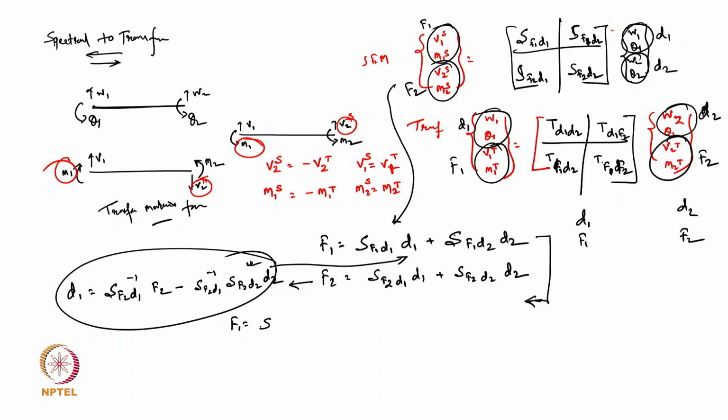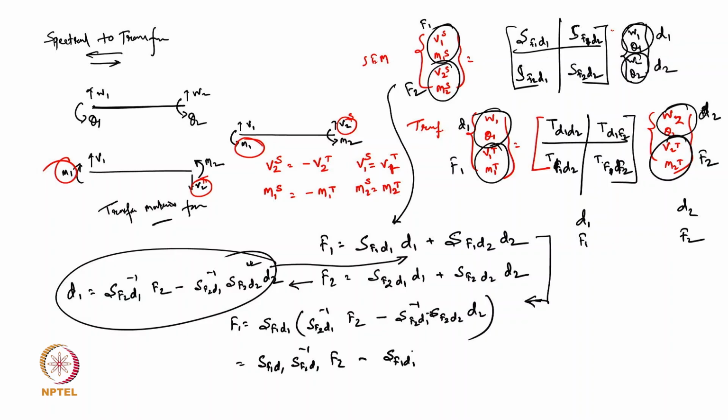f1 equal to s f1 d1 into s f2 d1 inverse f2 minus s f2 d1 inverse into s f2 d2 into d2. So s f1 d1 into s f2 d1 inverse f2 minus s f1 d1 s f2 d1 inverse s f2 d2 into d2. That we can able to get.